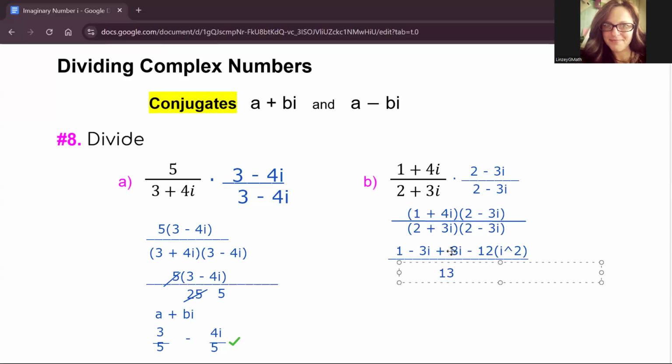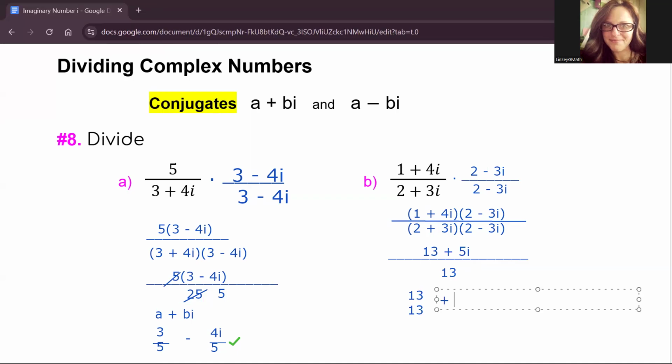And then in the numerator, we'll simplify this. Negative 3i plus 8i, we get 5i. Negative 12 times negative 1, we get plus 12. And 1 plus 12, we get 13. So 13 plus 5i, and then we'll separate it. 13 over 13 plus 5i over 13. And 13 over 13 is just 1. So we get 1 plus 5i over 13.